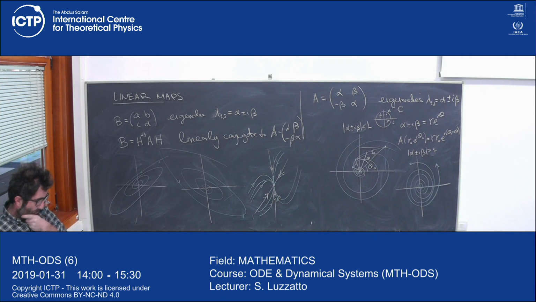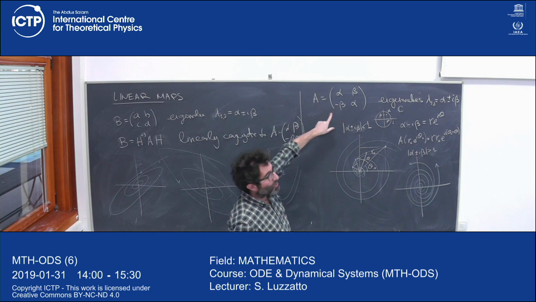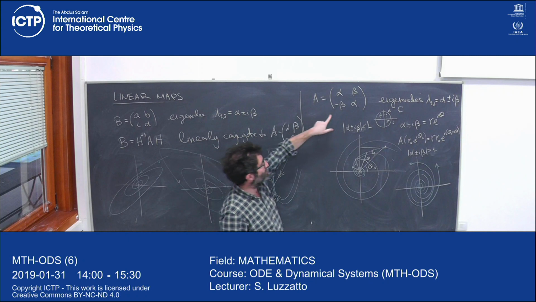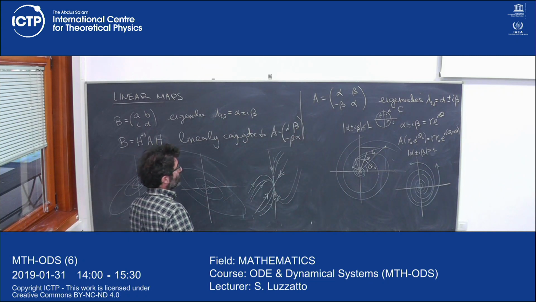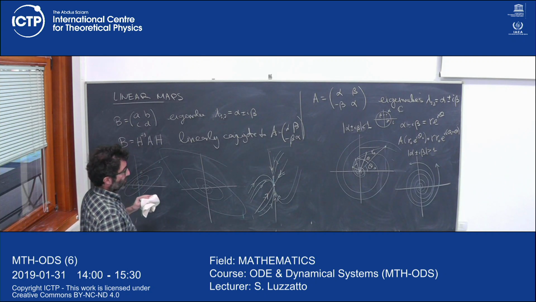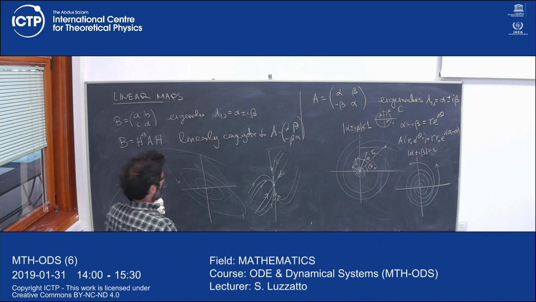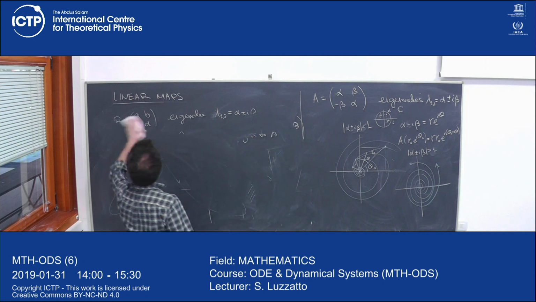So the first observation is that it is sufficient to consider maps in this standard form like this, right? Because all the other maps are linearly conjugate to this one. So suppose we can show, so we're going to show, let me erase some stuff here.